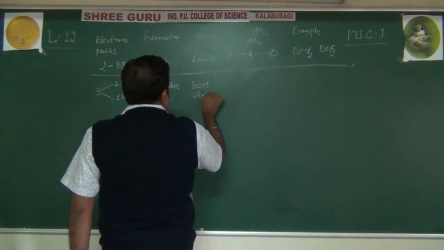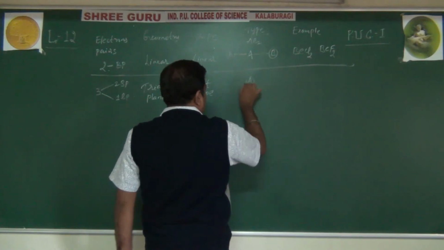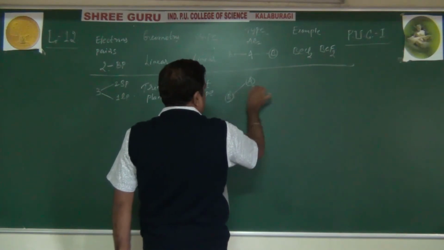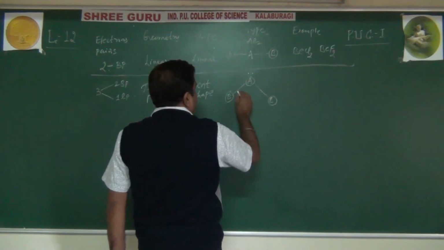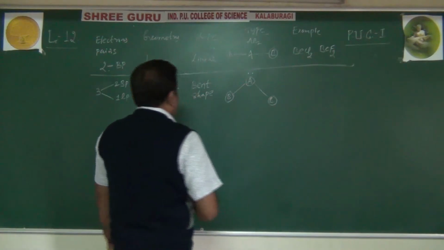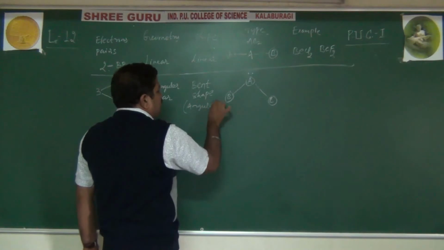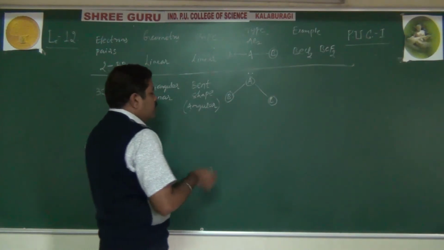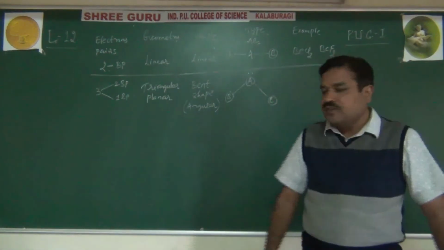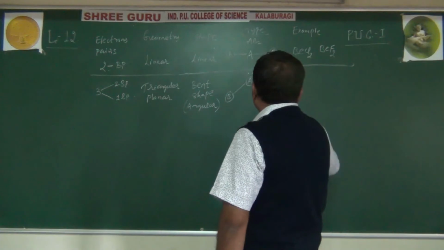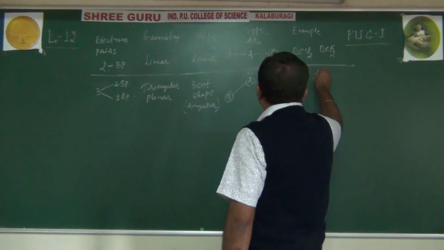Bent shape. What is that example? Just see: A atom, okay, B, having one lone pair, two bond pairs, one lone pair, right? Bent shape, also called angular shape, or V shape also. Sometimes in some books it is given as bent V shape. Okay, best examples: O3, ozone, and SO2, sulphur dioxide.